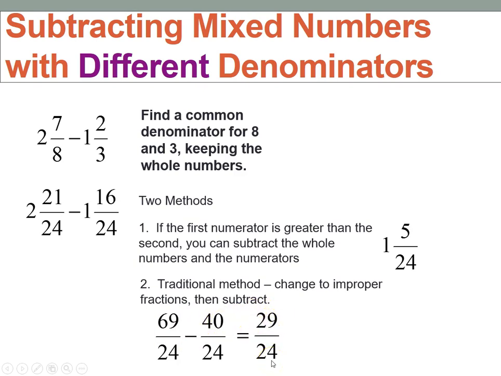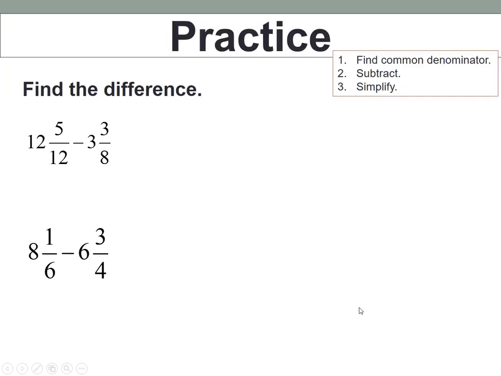Now I need to change this back into a mixed number. So how many times does 24 go into 29? That's 1, and there would be 5 left over. So I'd end with 1 and 5 over 24. Now notice these answers are the same, and they should be because we did the same problem. We just did it two different ways. So now I want you to get some practice. So do these and come on back.